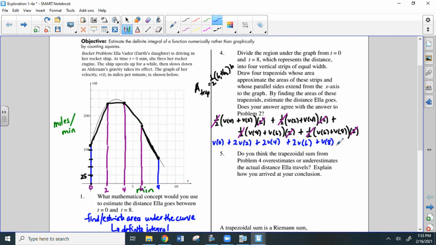So I can even shorthand it a little bit more, just canceling out the 1/2 and the 2s and then combining like terms.